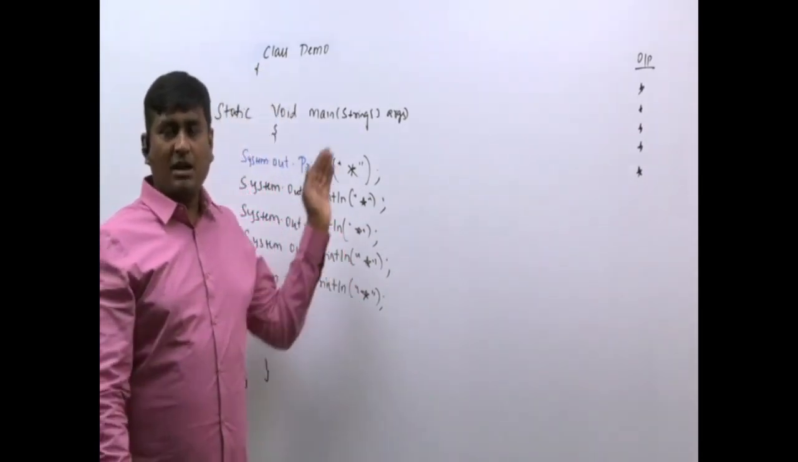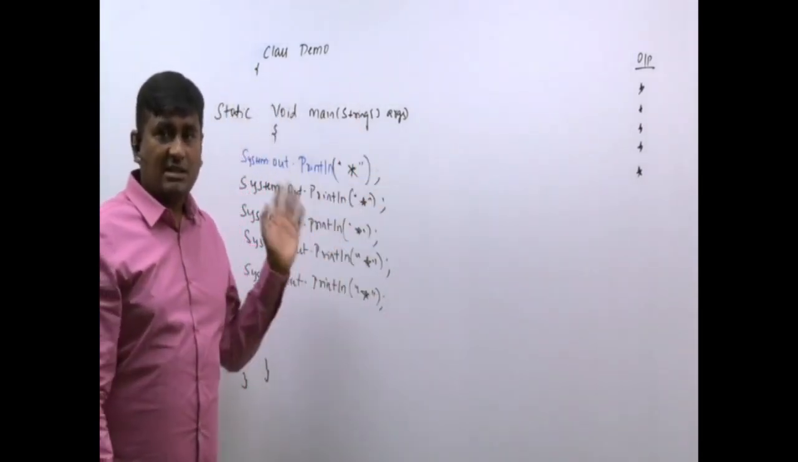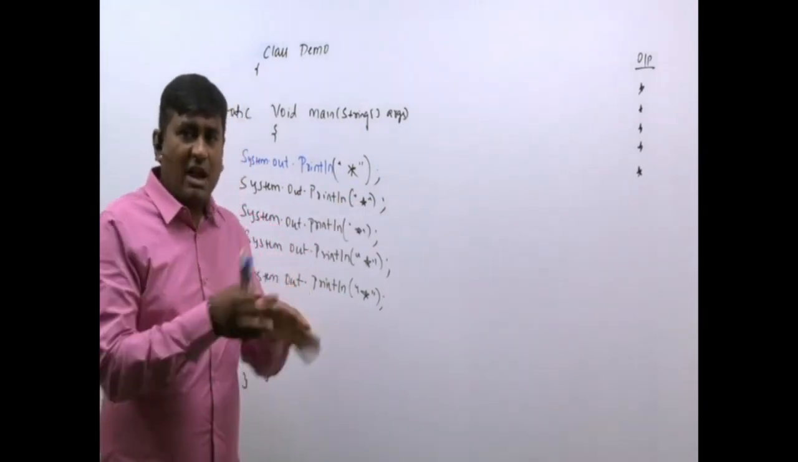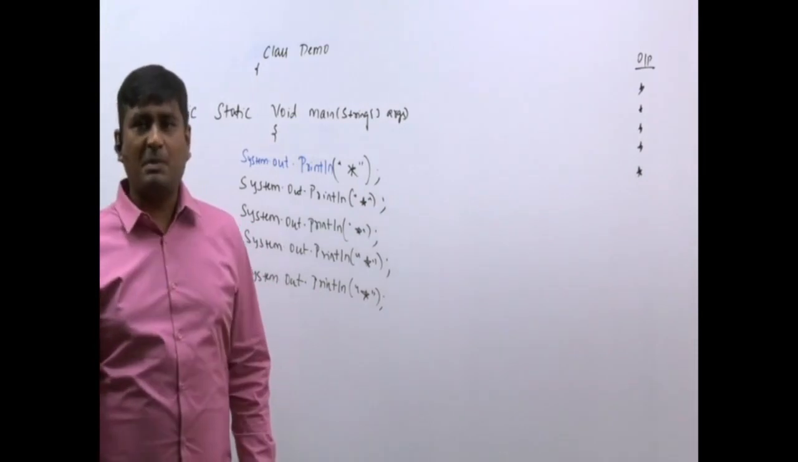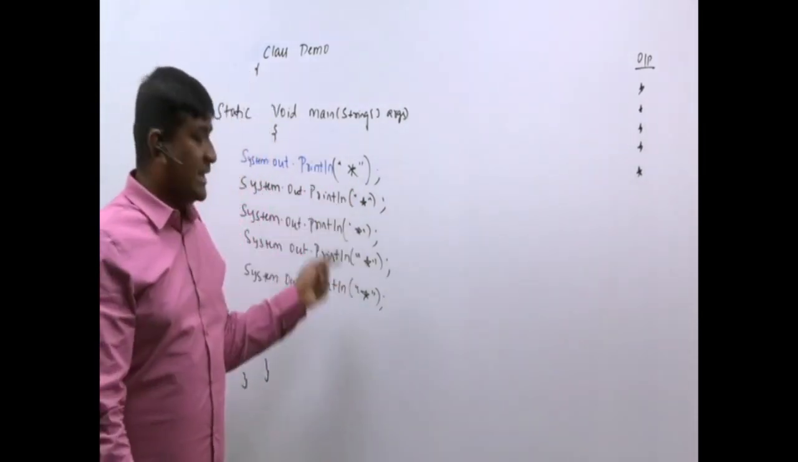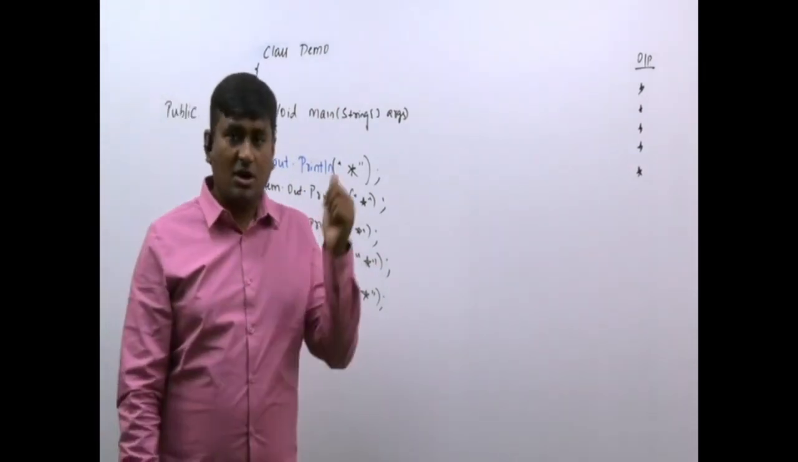What will you keep on writing? System.out.println star, System.out.println star. Some students may argue, "Sir, I will not type, I will copy paste." How many times will you copy paste? And how do you check that the count is correct? Even if it is repeated one lakh times, this is not the way to write the program.